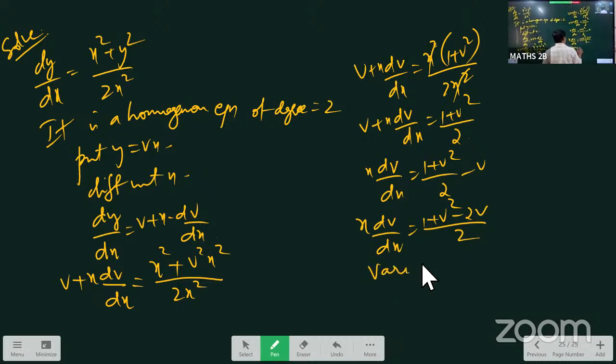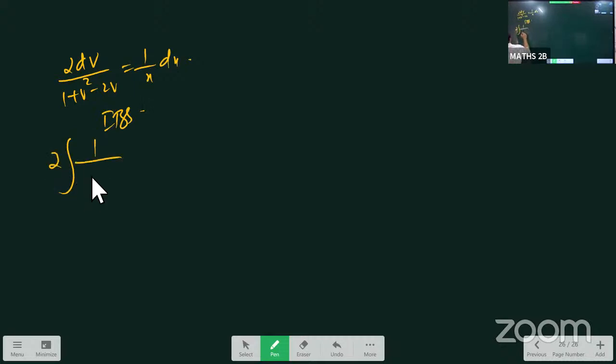Now variables are separated. Variables separable method means you can separate your variables, all x variables to one side and all v variables to one side. Is it clear? When I do that, what do I get? 2 dv by 1 plus v square minus 2v is equal to 1 by x dx. Again, integrate on both sides. This becomes v minus 1 whole square dv. Integration of 1 by x dx.